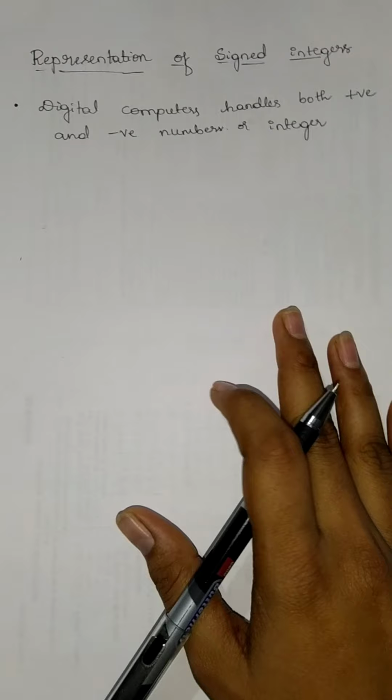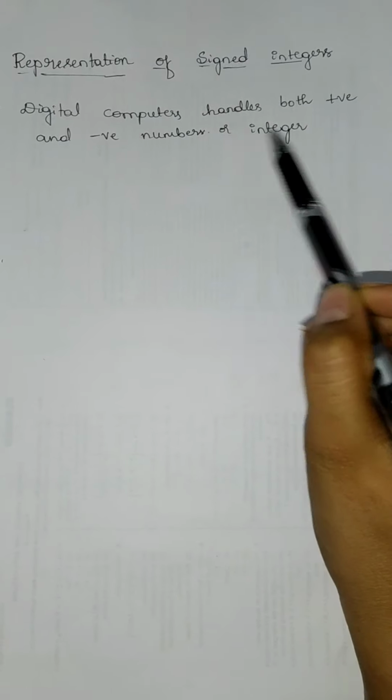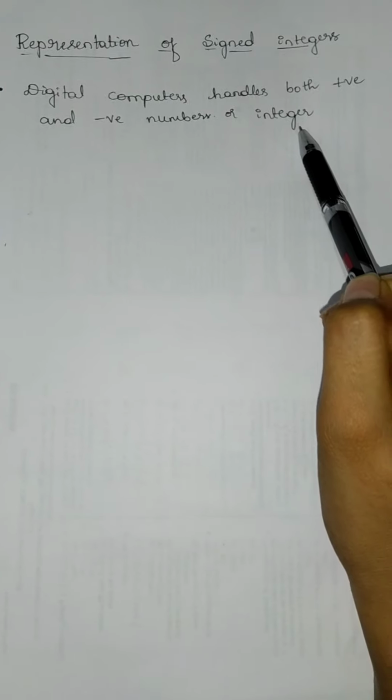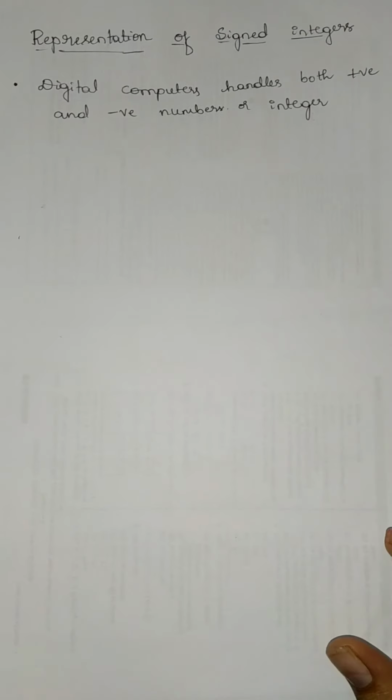So digital computers handle both positive and negative numbers or integers. Okay, so it means that we require a representation for the sign of a number. It can be either a positive sign or a negative sign.